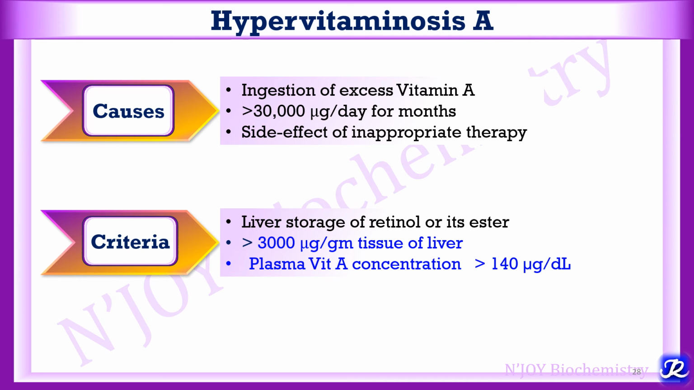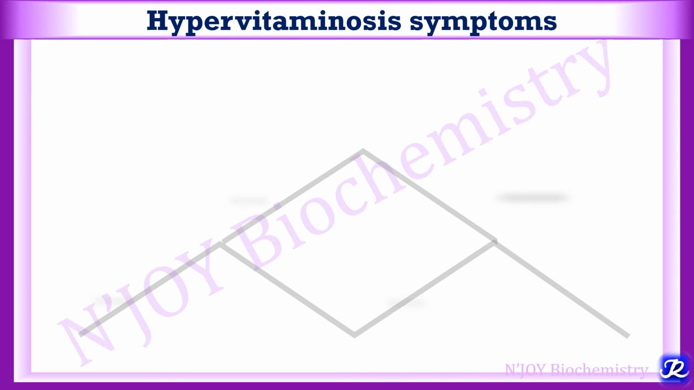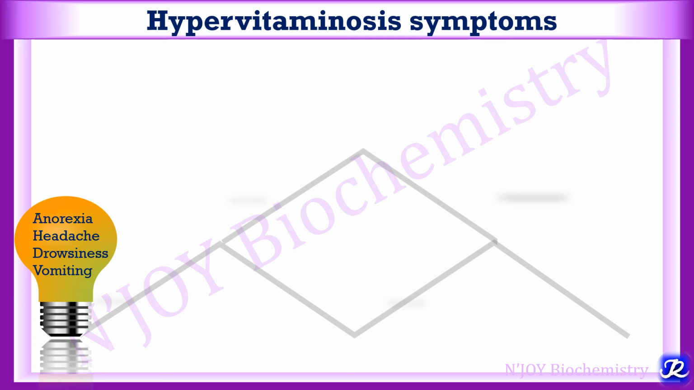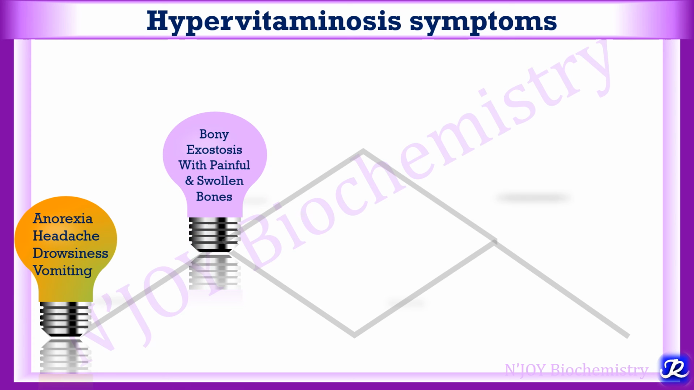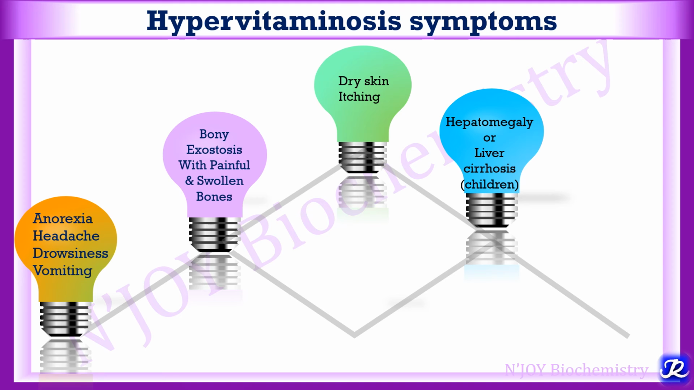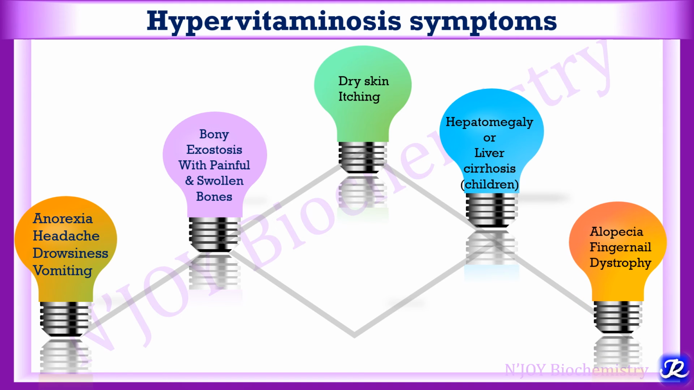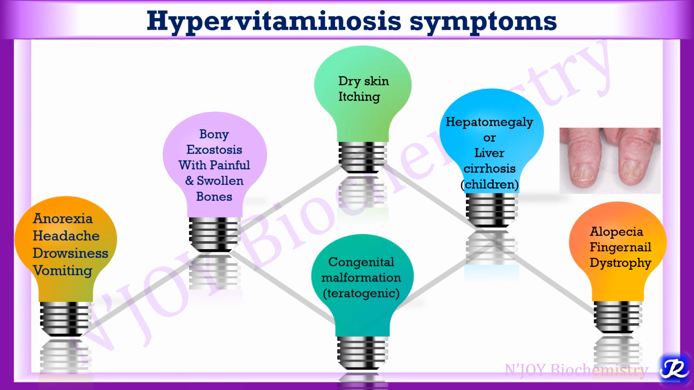What is the criteria of hypervitaminosis A? If the liver storage of retinol or its ester is more than 3000 microgram per gram tissue of liver, and if the plasma vitamin A concentration is more than 140 milligram per deciliter, then we can call it hypervitaminosis A. The symptoms of hypervitaminosis can be anorexia, headache, drowsiness, vomiting, bony exostosis with painful and swollen bones, dry skin, itching, hepatomegaly or liver cirrhosis in children, alopecia, or fingernail dystrophy like this, and it can also result in congenital malformations. So these are the various symptoms of hypervitaminosis.